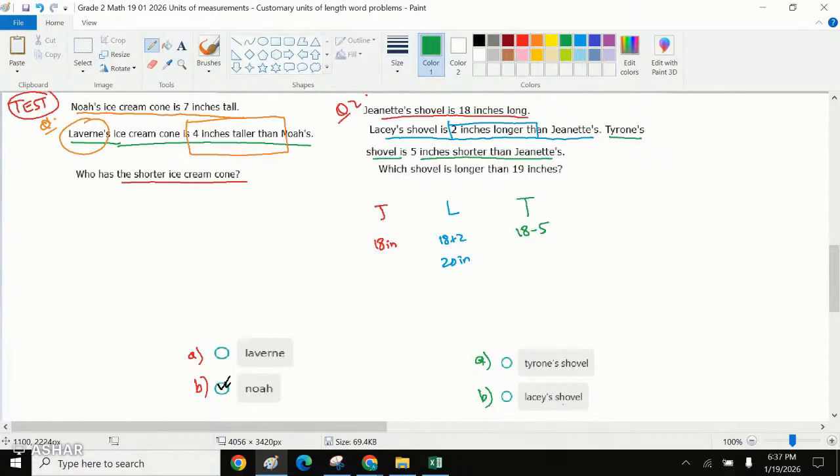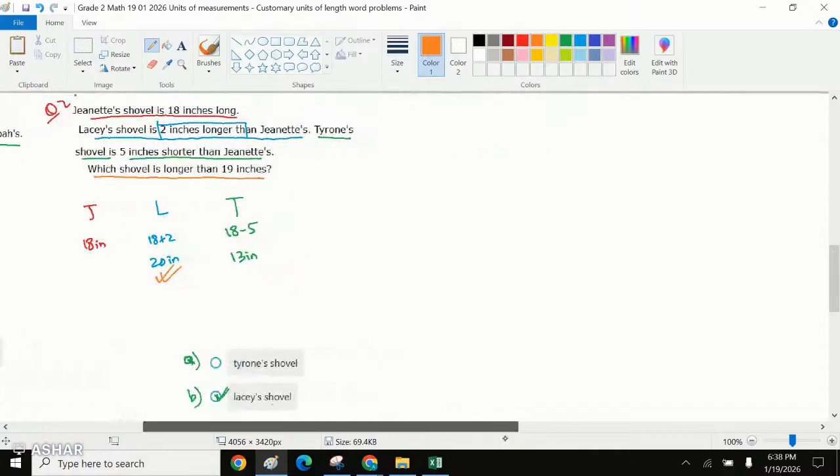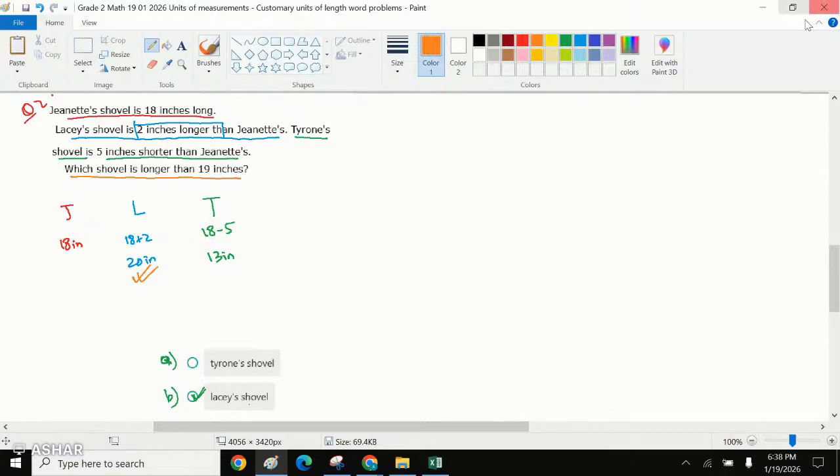I'll do till here. The remaining you do. You complete the remaining question. Yes, thank you. Lacey, that is option B. Why? Because Tyrone's was 5 inches less, which comes out to be 13 inches, right? And they're asking which shovel is more than 19. That means Lacey's. Okay, let's move ahead.